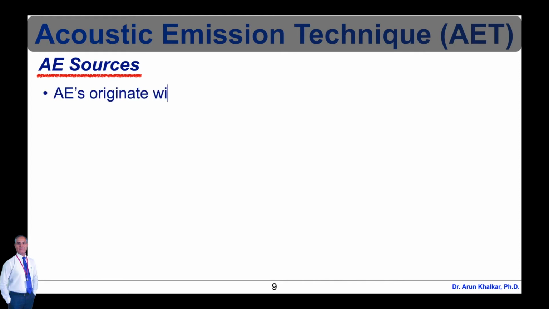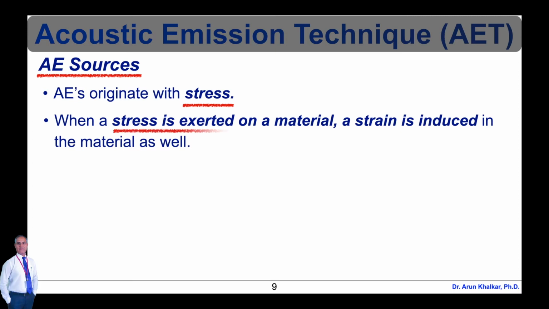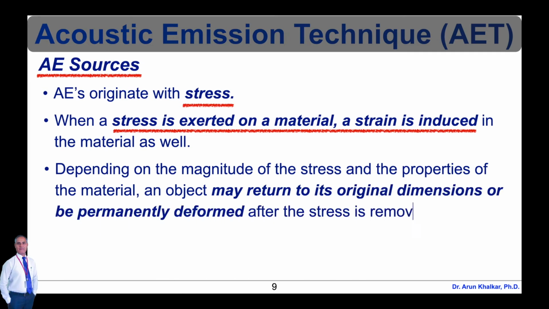Acoustic emissions can result from the initiation and growth of cracks, slip and dislocation movements, twinning, or phase transformation in metals. In any case, AEs originate with stress. When a stress is exerted on a material, a strain is induced in the material as well. Depending on the magnitude of the stress and the properties of the material, an object may return to its original dimensions or be permanently deformed after the stress is removed. These two conditions are known as elastic and plastic deformation respectively.